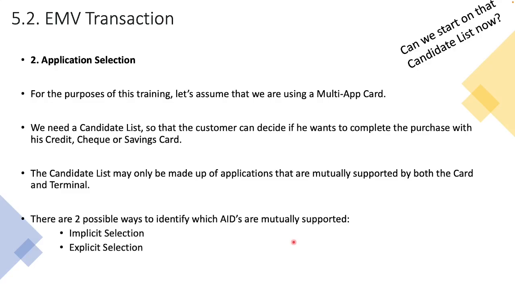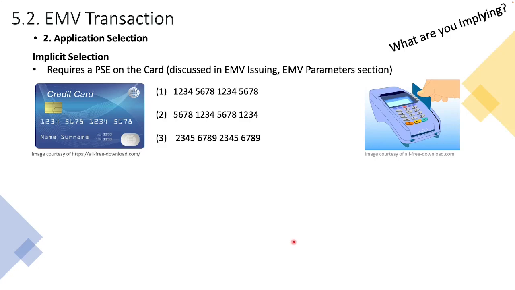And if you guys recall, I did sort of allude to this in one of the earlier videos, when we were speaking about the parameters that are encoded on the card in one of the EMV issuing videos, and we spoke about the use of a payment systems environment, a PSE, that enables implicit selection. Okay, so let's talk a bit more about that now. Right, so implicit selection requires a PSE, a payment system environment on the card. As I mentioned, we have chatted about it before, so you should know what I'm talking about.